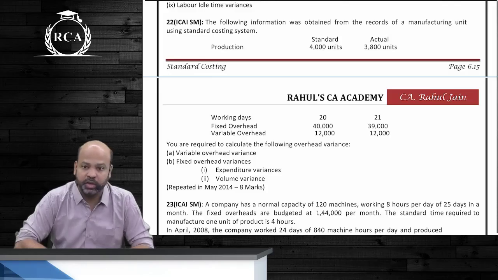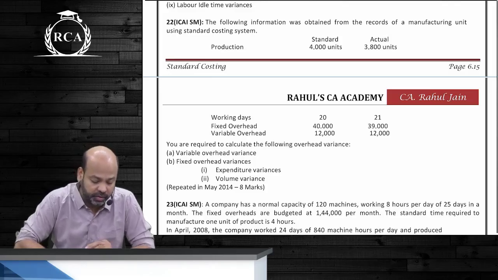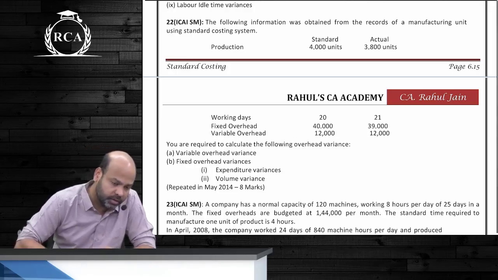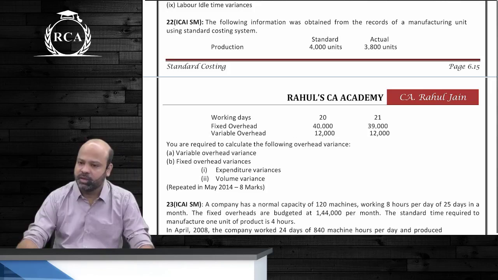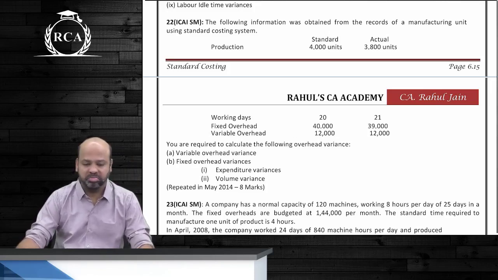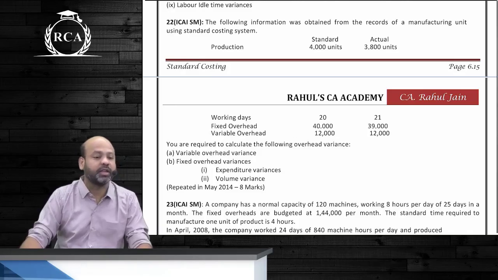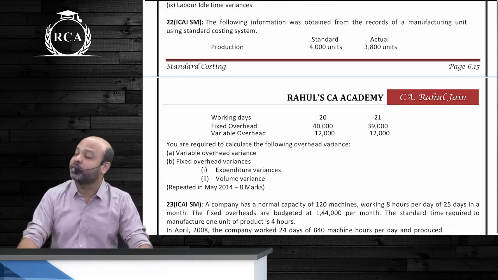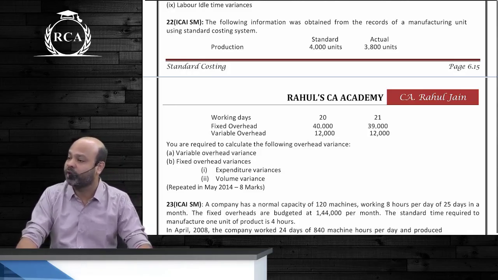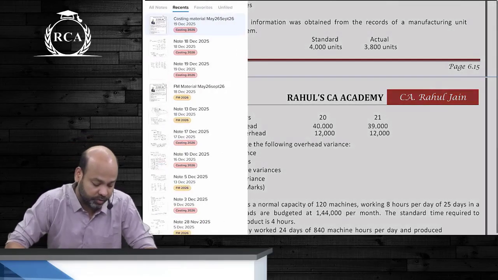They've given us the production, standard and actual. They've given us working days. They've given us fixed overheads and variable overheads. The requirement is to calculate variable overhead variance and, for fixed overheads, the expenditure and volume variance. Are details of time given? There is no way that you can compute efficiency variance and expenditure variance. The only variance that you can compute is variable overhead cost variance, for which you will write standard rate per unit into actual output minus actual variable overheads incurred. That's the only thing that you're supposed to do.